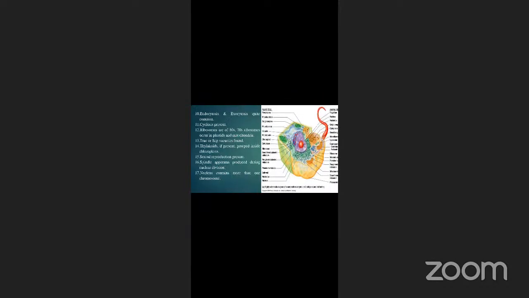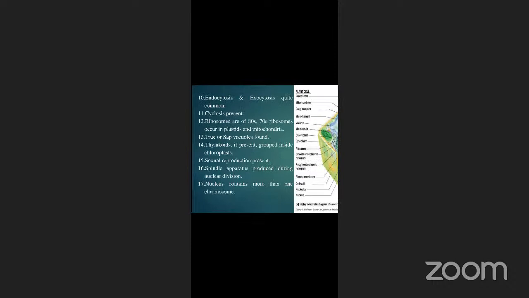So here endocytosis and exocytosis are quite common. Then cyclosis is present, and the ribosomes are both 80S and 70S. So 80S has two subunits, a smaller subunit and a larger subunit. The smaller subunit is 40S and the larger subunit is 60S. Whereas in 70S ribosomes, as I told you, 30S and 50S. They are also present in the plastids and mitochondria.